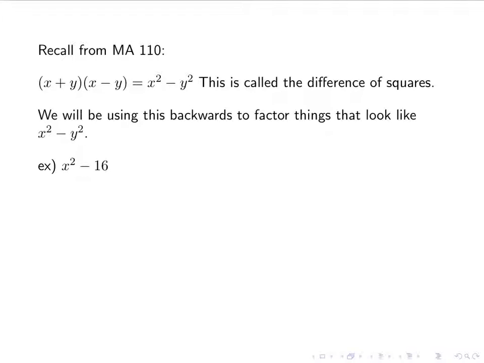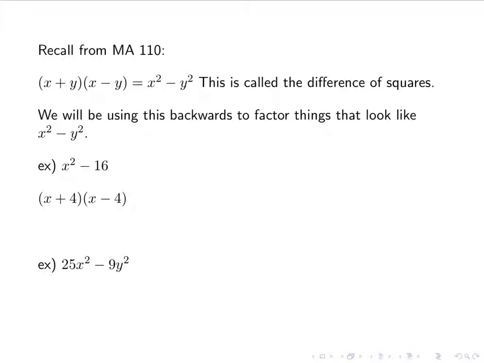So for example, x squared minus 16. X squared is a square, 16 is a square. So I can factor it by just taking the square root of each of them and then adding them and subtracting them. So the square root of x squared is x, the square root of 16 is 4. So x plus 4 times x minus 4.